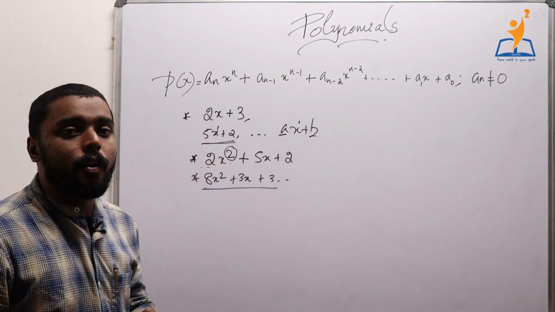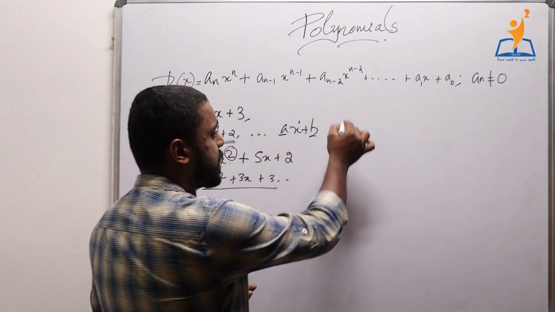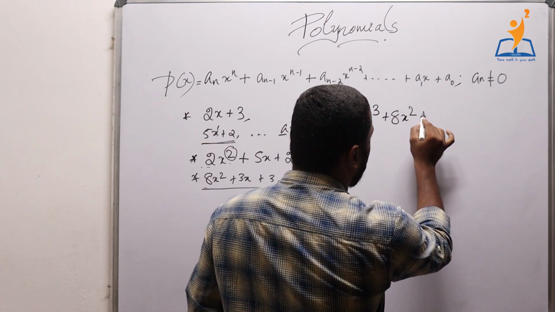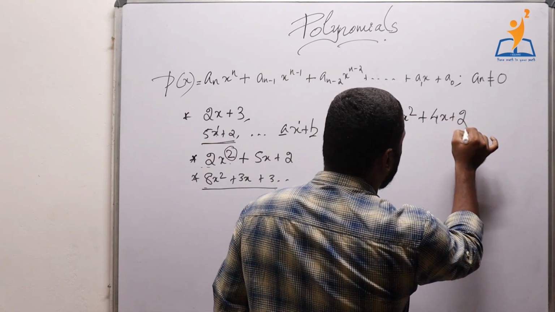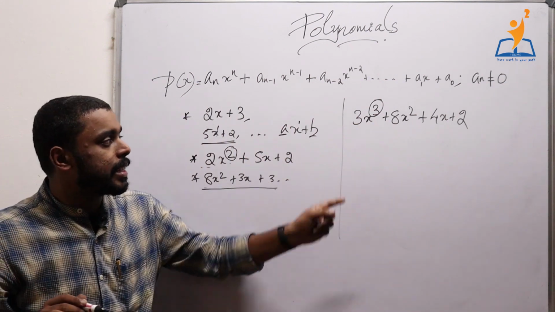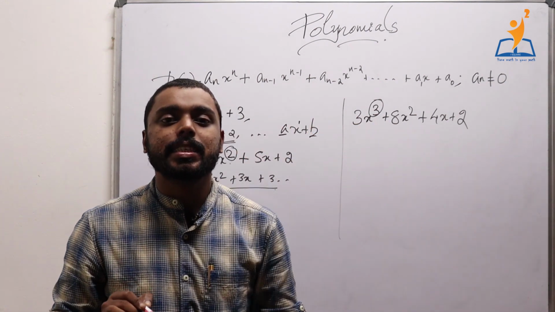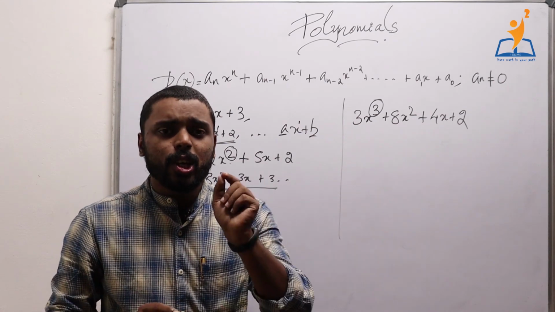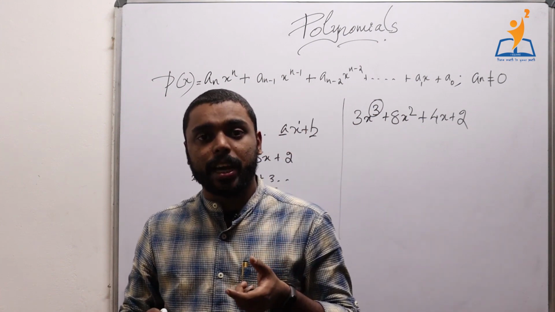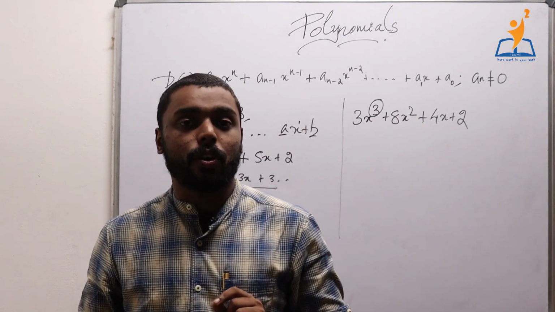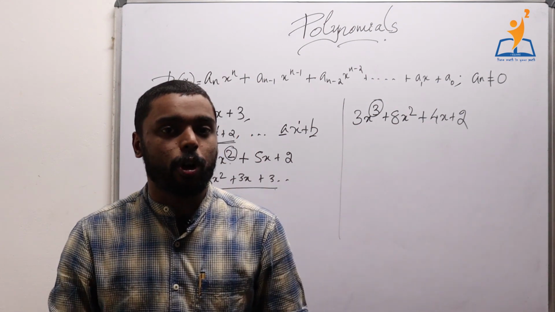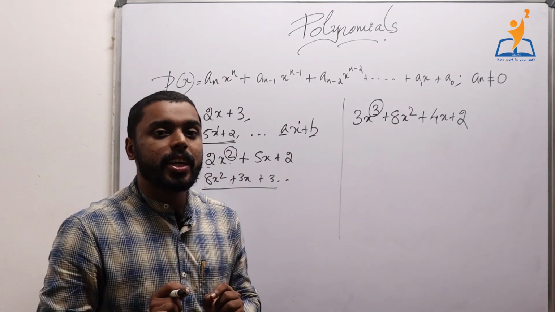Similarly, we can have various kinds of polynomials. For example, 3x cube plus 8x square plus 4x plus 2. Here the highest power of the variable is 3 and we can say that the degree of the polynomial is 3. So I said that we can distinguish various polynomials by the highest power of the variable. Now we are going to name each polynomial by the highest power of the variable.